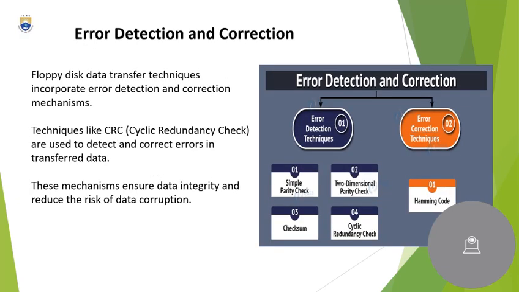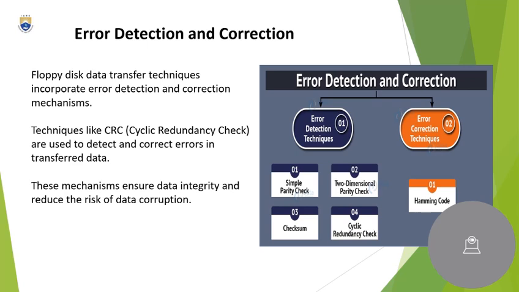In this slide, we have error detection and correction. Floppy disk data transfer techniques incorporate error detection and correction mechanisms. Techniques like CRC, the full form of CRC is cyclic redundancy check, are used to detect and correct errors in transferred data. These mechanisms ensure data integrity and reduce the risk of data corruption.